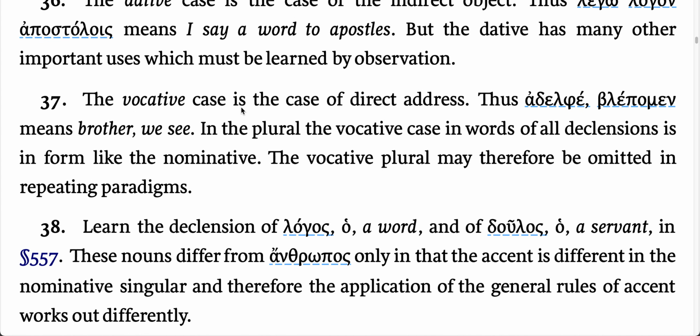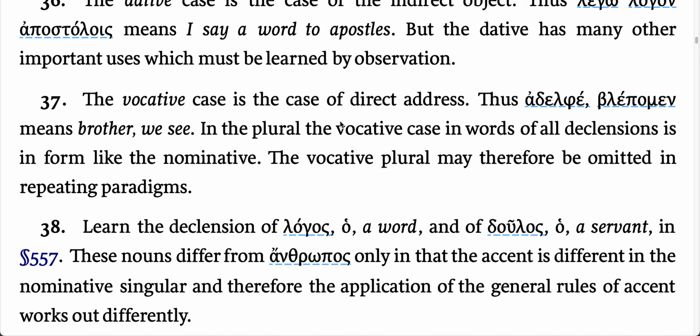We also have the vocative case. The vocative case is the case of direct address. The case of direct address. So like you could say, adelphoi, brothers, we see. So you could see this showing up in a narrative passage, where the person is addressing another person by name or by identification. So the vocative, you see it periodically, but it's the case of what we call direct address.